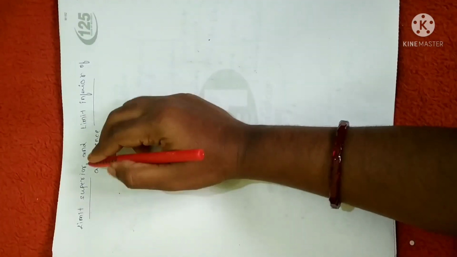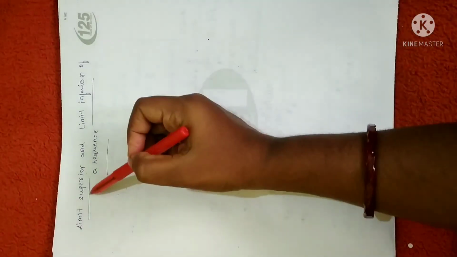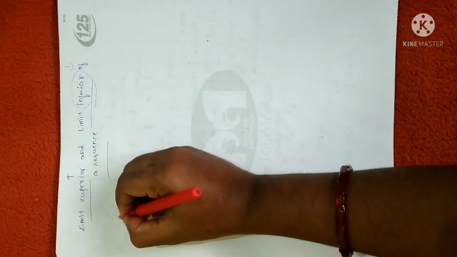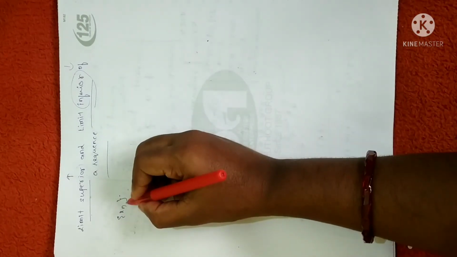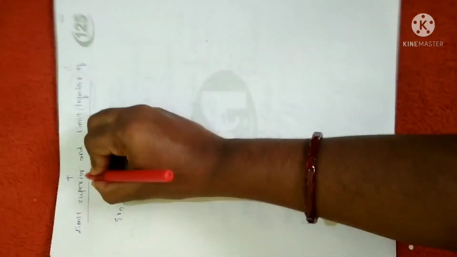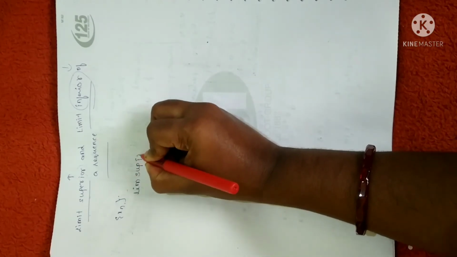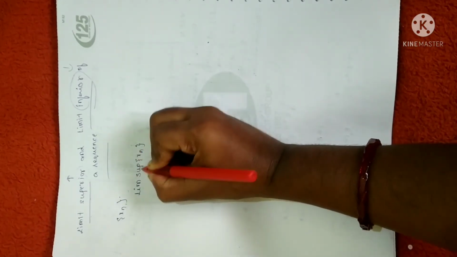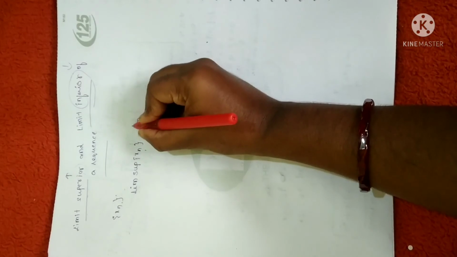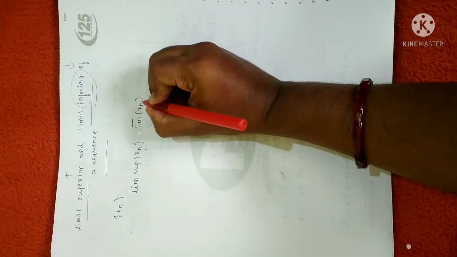Fine. Limit superior and limit inferior. As the name itself indicates, the general dictionary meaning is superior in the sense highest and inferior in the sense lowest. Fine. Suppose I have a sequence xn, which is a sequence of real numbers, then limit supremum or limit superior is denoted by limit superior of the sequence xn. See here, limit supremum of xn or limit superior of xn. It is also denoted by limit over bar of xn.